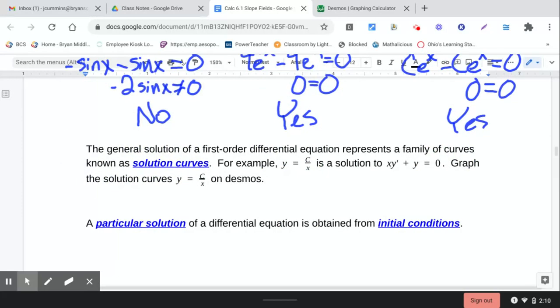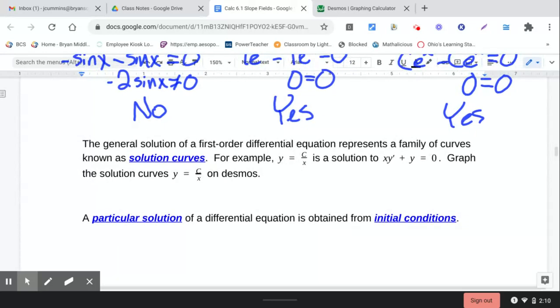Now, the general solution of a first-order differential equation is a family of curves. We call them solution curves. So for example, this function here, y equals c over x, that's a solution to this differential equation. So these are all solutions, and depending on what we plug in for c, we'll have a different curve. And so I want to show you that on Desmos over here.